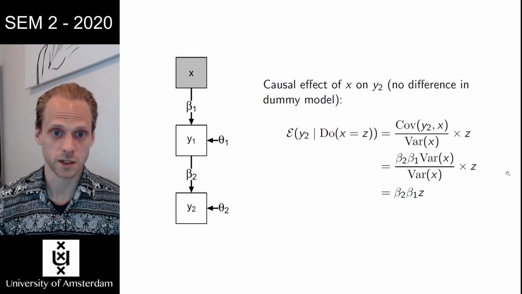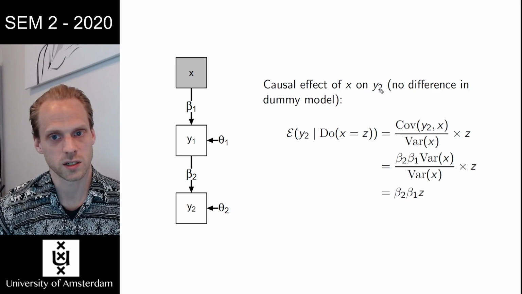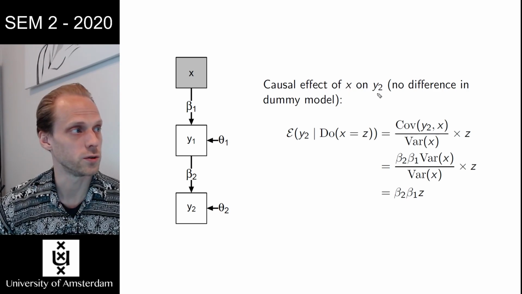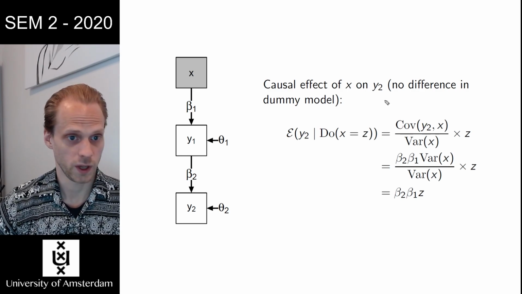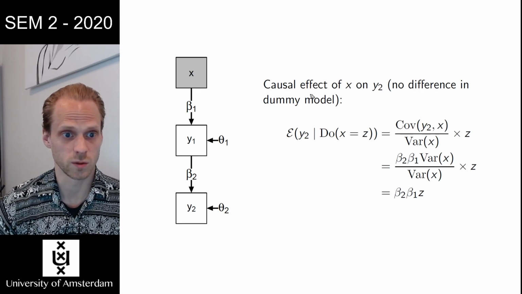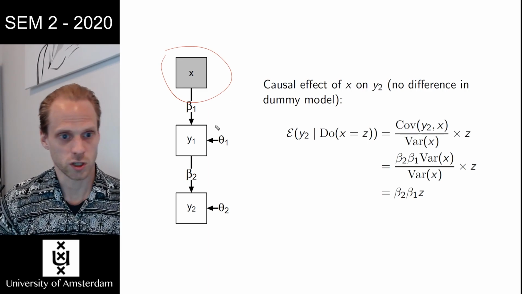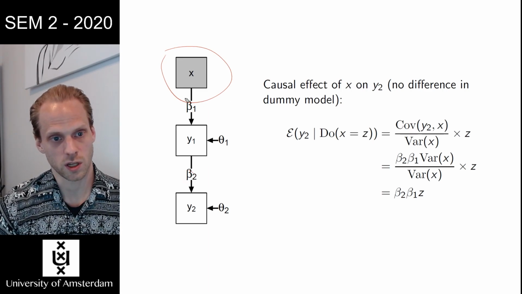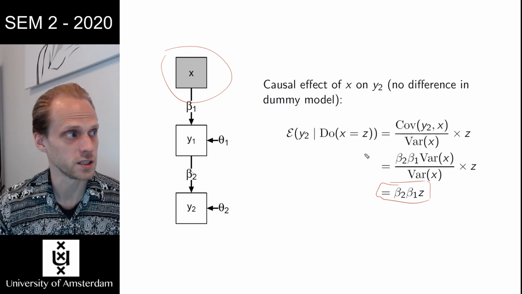Okay, so let's take a look at that. What's the causal effect of intervening on x on y2? The dummy model is not different than the original model because x is already exogenous, right? So the total effect would be beta 2 times, there's only one path, so beta 2 times beta 1 times the value that this takes. And we already see that that's the solution as well, which is nice.